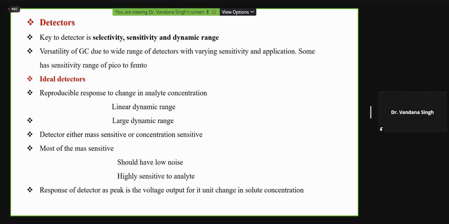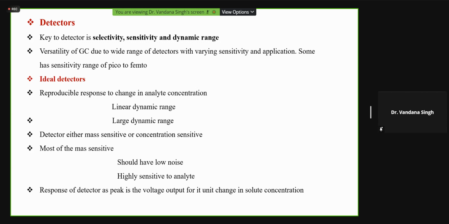So what properties should an ideal detector have? An ideal detector should show a reproducible response to change in analyte concentration. If we are analyzing the same analyte repeatedly, it should show the same signal. Then it should have a linear dynamic range, meaning the concentration of the analyte which it can detect should vary linearly, and it should be a large dynamic range, like a very wide range of concentrations of analytes can be detected through these detectors.